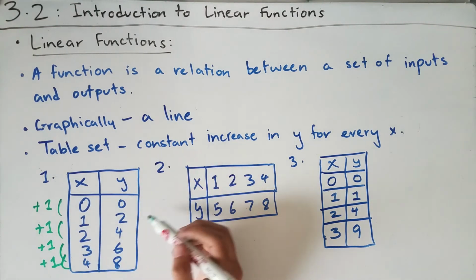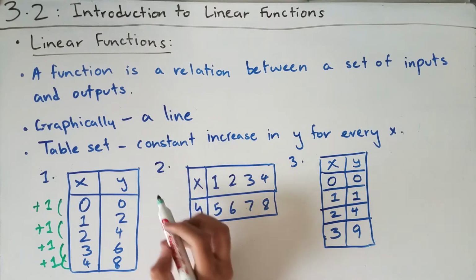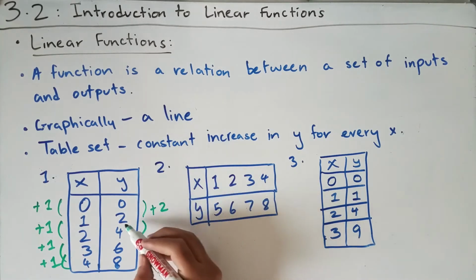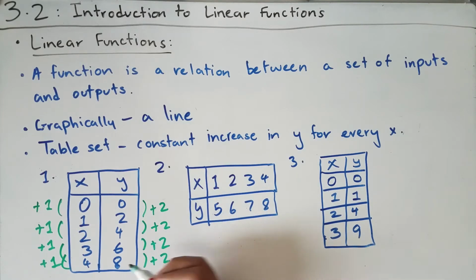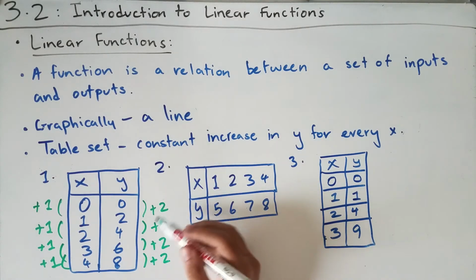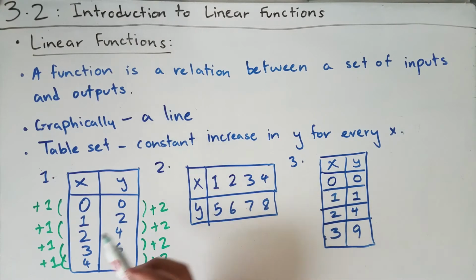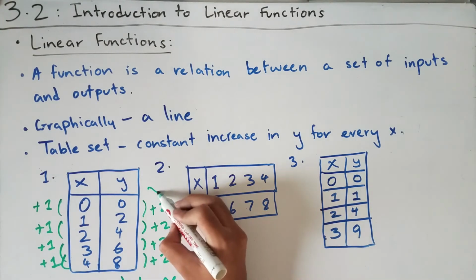Now let's look at the y values. I can see that in the y set, the values are increasing by 2. So 2 plus 2 gives us 4. Another plus 2 gives us 6. And plus 2 gives us 8. So there's a constant change in the y values for every constant change in the x values. So since it's constant change, this is a linear function.